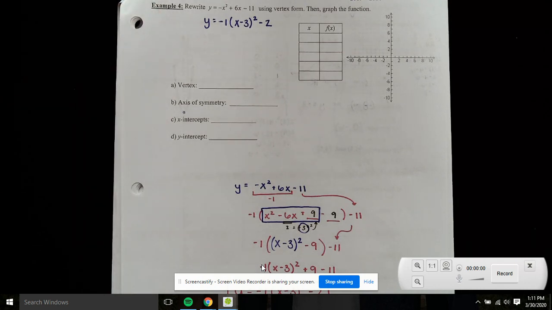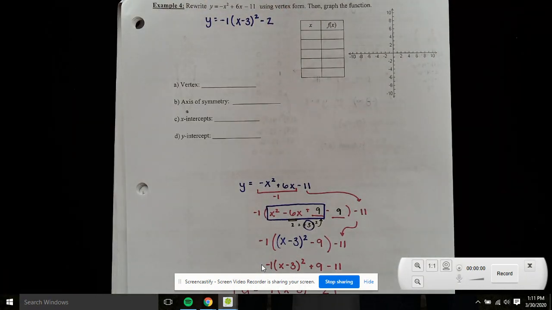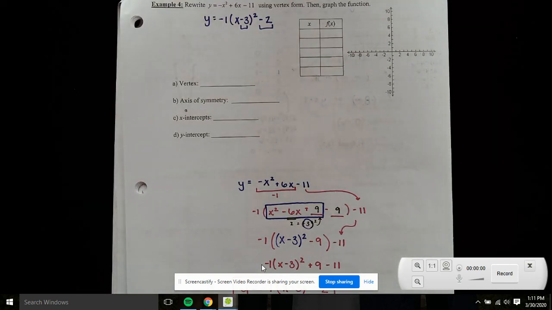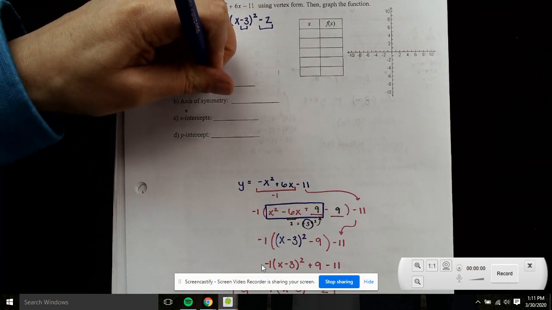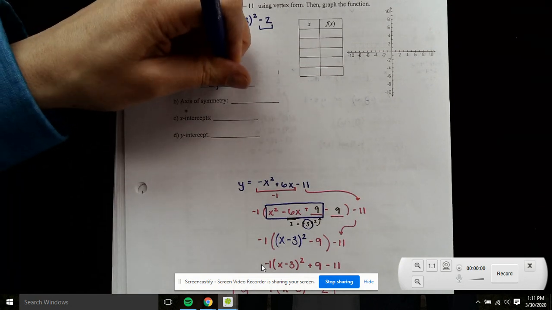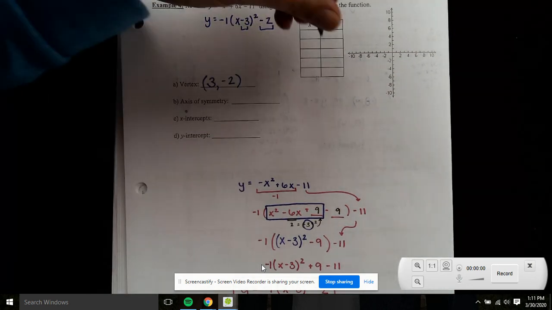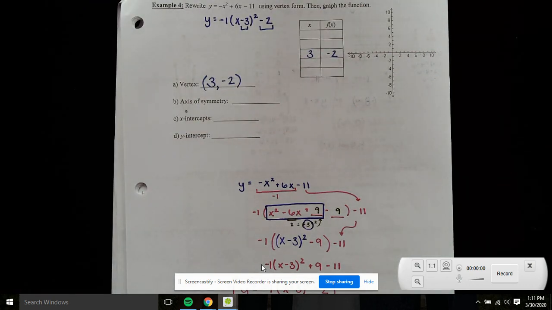So step 1 is to rewrite. Step 2 is to graph. The first thing you can get out of vertex form is the vertex. Keep in mind that the vertex comes from the h comma k. So I've got negative 3 and negative 2. The inside is opposite. So that negative 3 means my x value is positive 3, and my y value is the same as, so that's going to be negative 2. So my vertex is 3 comma negative 2.